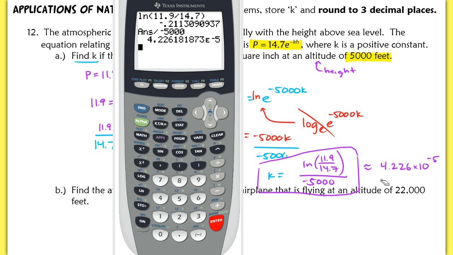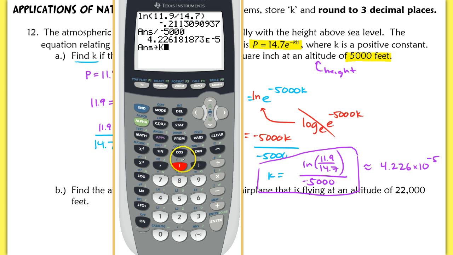Now, what I want to do is use this same value throughout this problem, right? We found our k value, but we need to make sure that we don't have to type that in every single time. So what we're going to do is store it. I'm going to hit store, and we're going to hit alpha, and I like to call it K, just because it's already that variable, but you could call it anything.